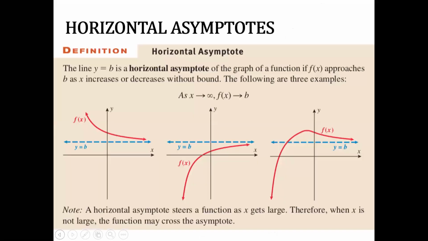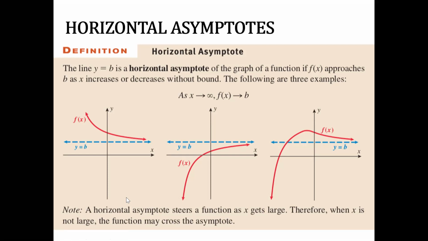Okay, so we're done with the vertical asymptote. The next asymptote is the horizontal asymptote. The horizontal asymptote definition: the line y equals b is a horizontal asymptote of the graph of the function if f of x approaches b as x increases or decreases without bound. So we have the following examples of horizontal asymptotes this time.